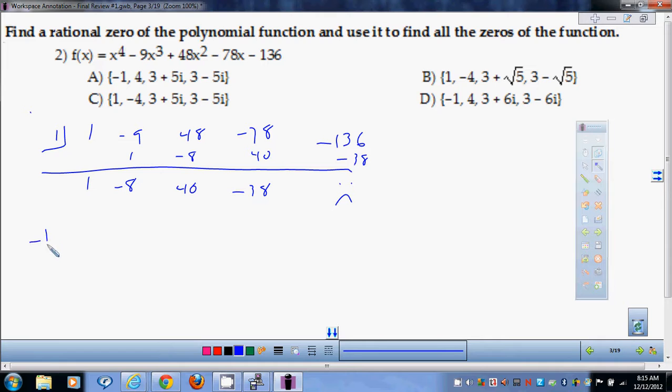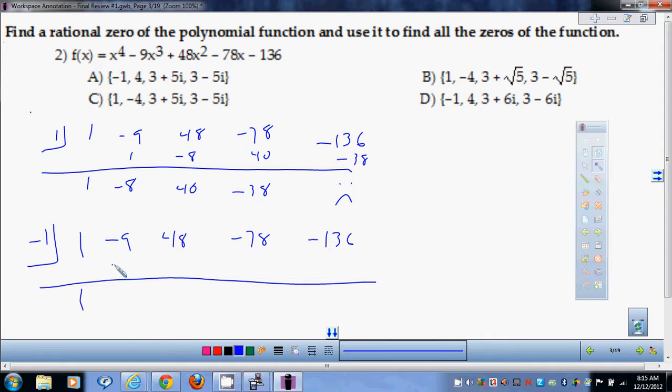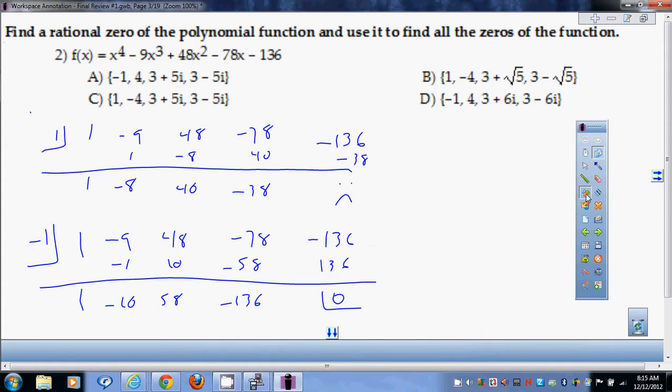So let's try -1. -1, -10, +10, 58, -58, -136, +136, Eureka! Which options can I immediately cross off? C and B, because they don't have a +1. B is wrong, and C is wrong.